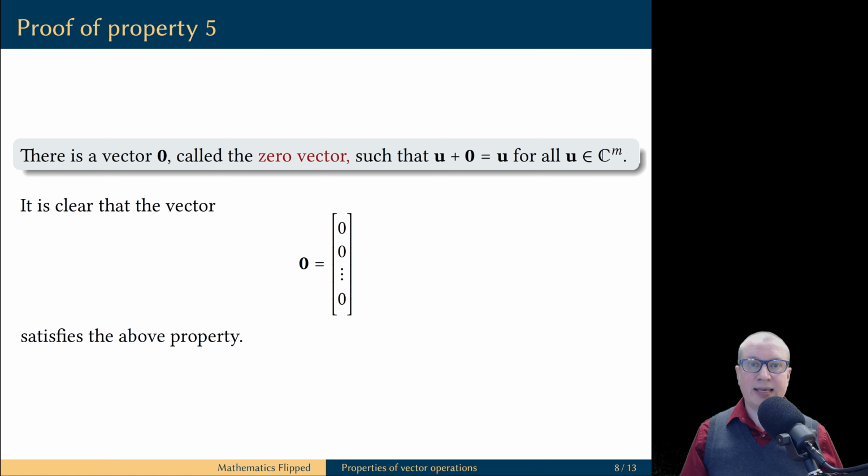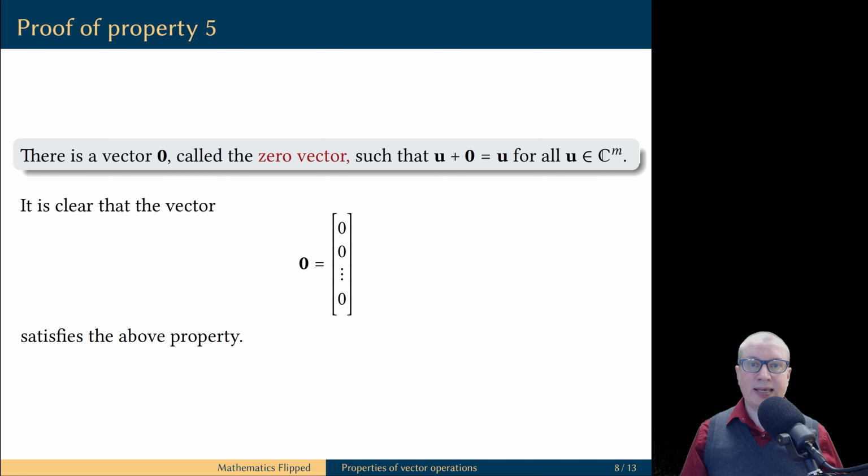Let's prove that the operation of scalar multiplication is associative. To prove the equality of two vectors, I will show that they have the same components. So let's start with component i of the vector on the left-hand side.